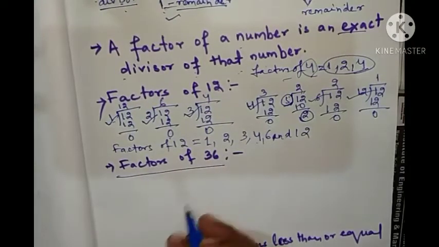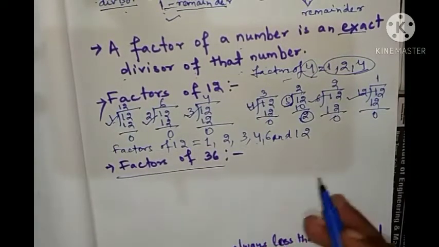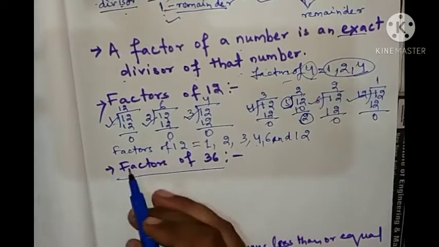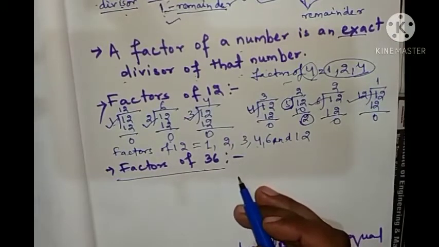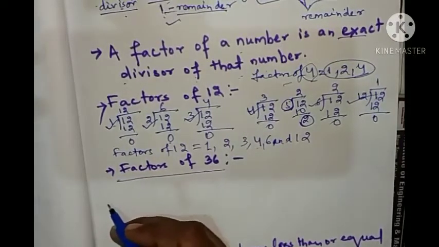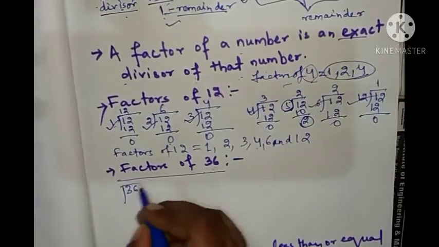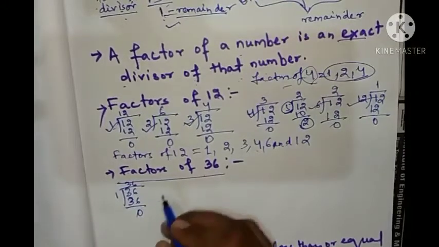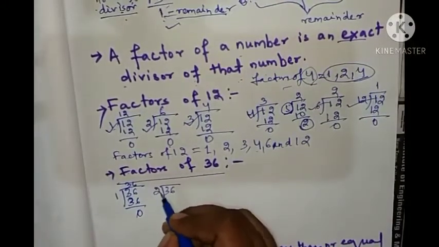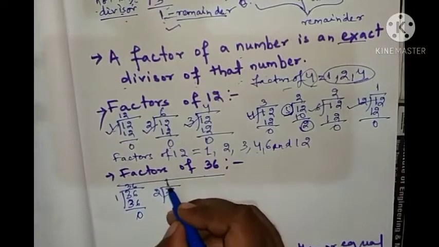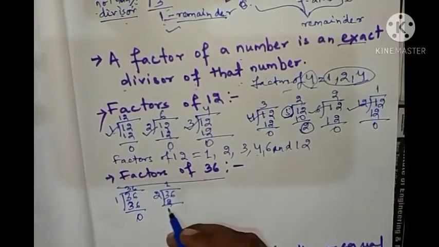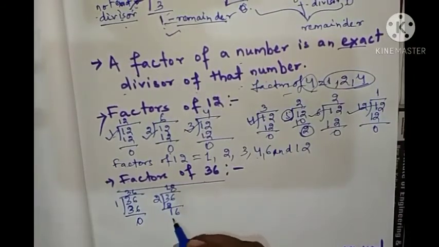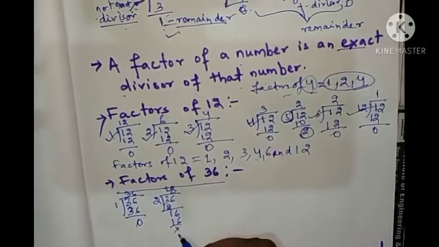Like that you can find the factors of 36, which are the exact divisors of 36. So 36 can be divided first by 1. 1 thirty-sixes are 36, remainder 0. Then 2. 2 eighteens are 36.